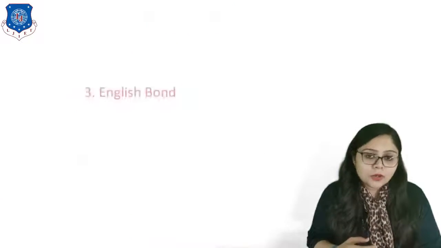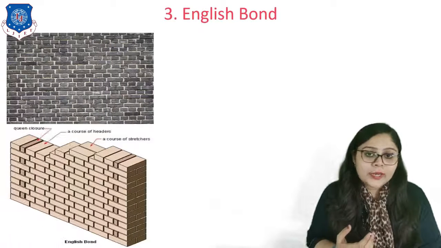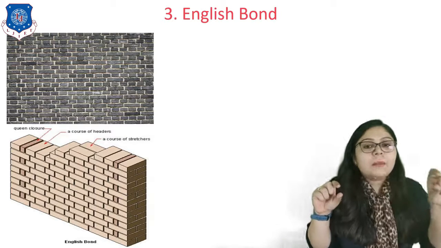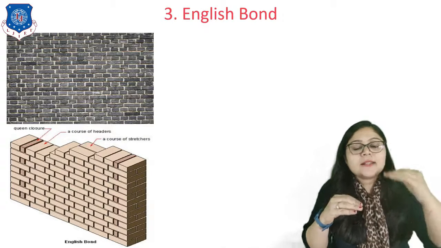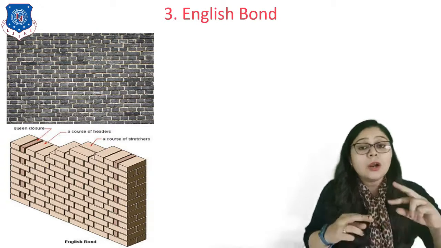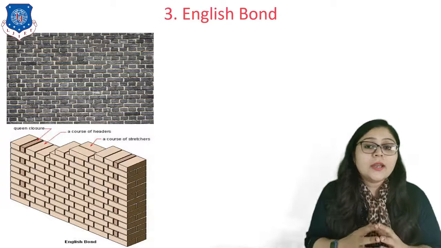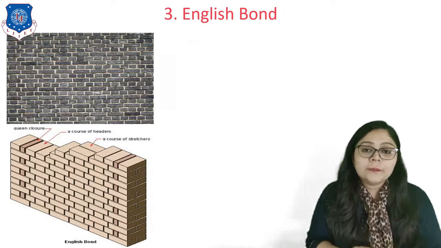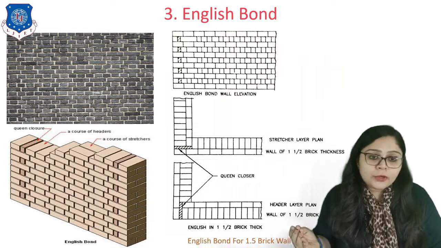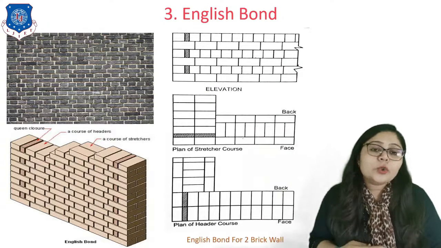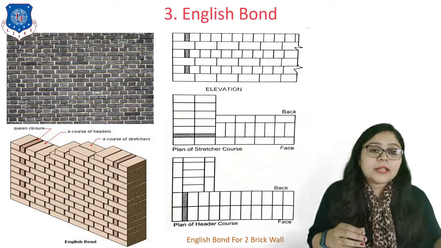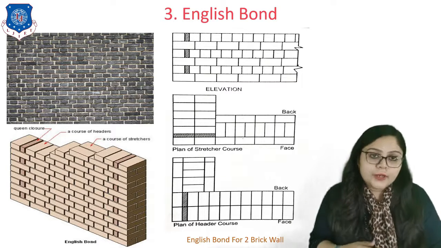Next is the English bond. This is most important topic, right? So what is English bond? So here in one layer header part of brick is arranged, and in the next layer or the next course stretcher layer is arranged. It means alternate course of header and stretcher arranged is known as the English bond. Here on screen you can see English bond for 1 brick wall and English bond for 1.5 brick wall, as well as English bond for 2 brick wall. Here we can provide the bonds in such a way that the front and back view can be different.